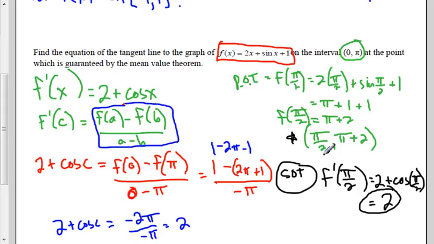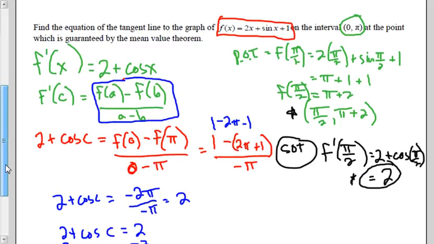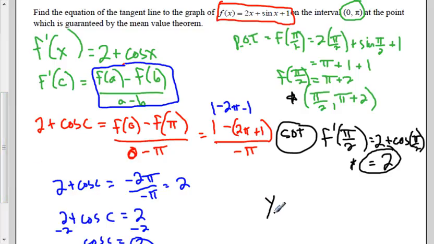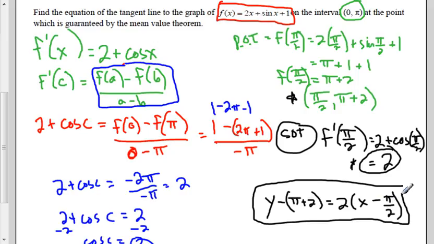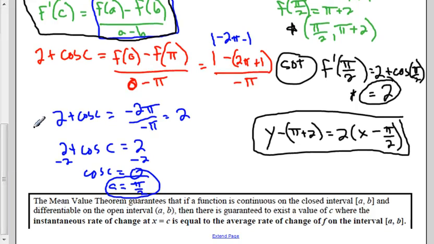So now I know my point and I know my slope. Now I can use the point-slope equation of a line, and we get y minus (pi plus 2), I'm going to put that in parentheses, is equal to m times x minus x1. And there is the equation of the tangent line at the point which was guaranteed by the mean value theorem. Okay, so there's a lot going on there. That's a great problem.